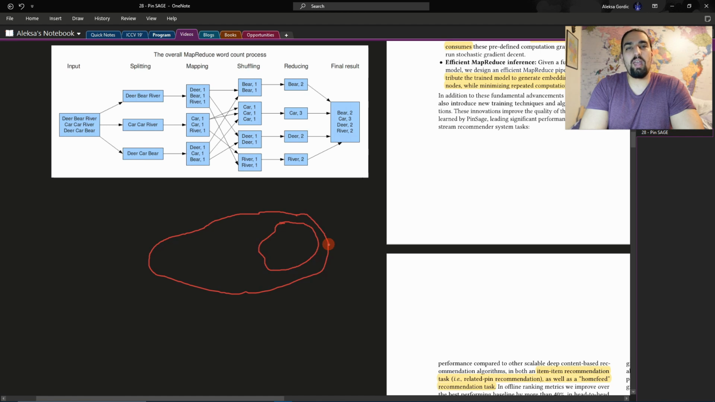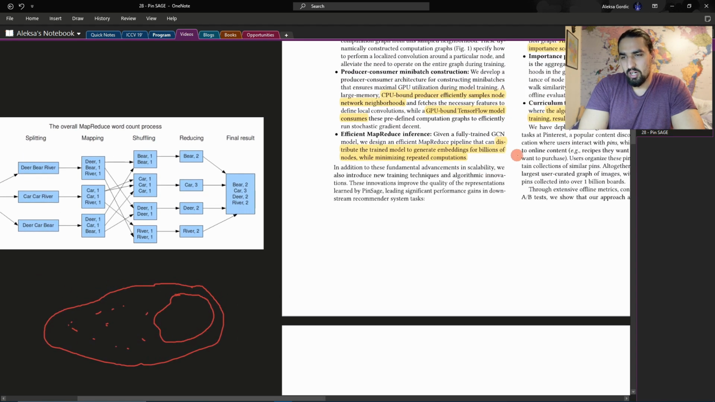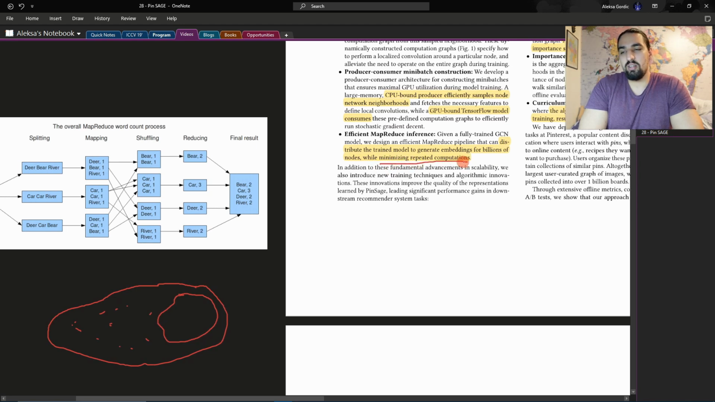And once they have the model trained, they just use this MapReduce pipeline to basically compute the embeddings for every single other node in the graph. That's pretty much it. So they say here, MapReduce pipeline can distribute the trained model to generate embeddings for billions of nodes while minimizing repeated computations. So this is the important part.